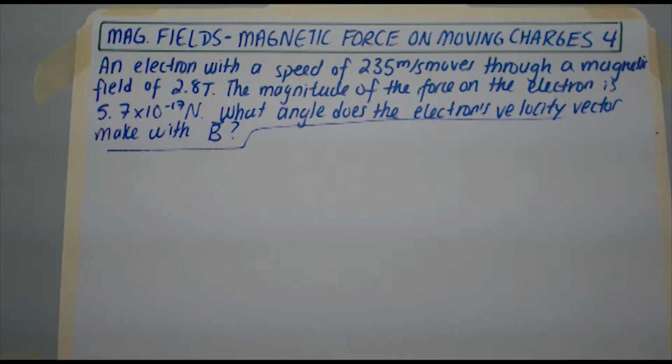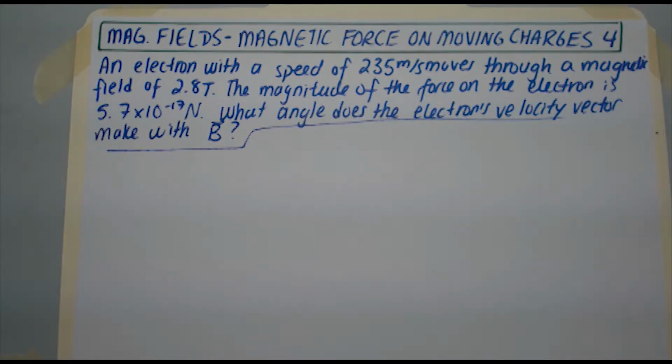Let's do another magnetic force on moving charges problem. An electron with the speed of 235 meters per second moves through a magnetic field of 2.8 Tesla. The magnitude of the force on the electron is 5.7 times 10 to the minus 17 newtons. What angle does the electron's velocity vector make with B, the magnetic field?